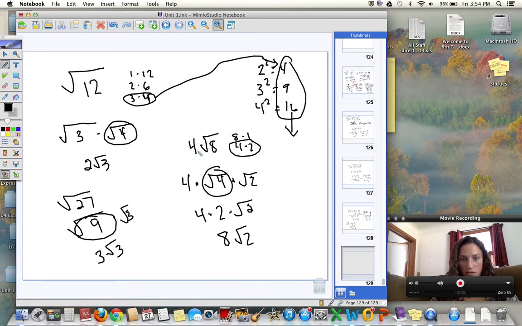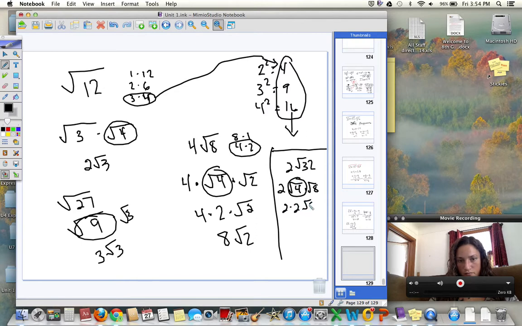And one more where there's a number out front. I'm going to put that over here. I'm going to give you, separate it. 2 root 32. So I know that this is going to be, so right off my head, the only thing I can think of is 4 times 8. That's the only thing I can think of. And I know the square root of 4 is 2. So then I get 4 root 8.